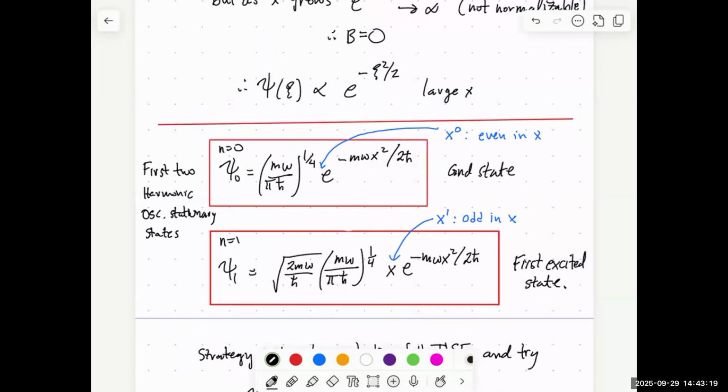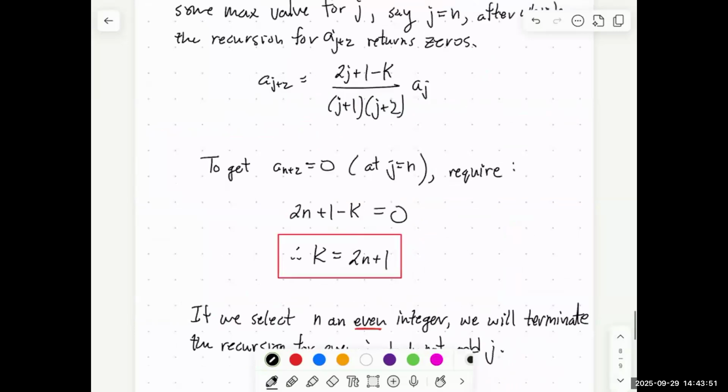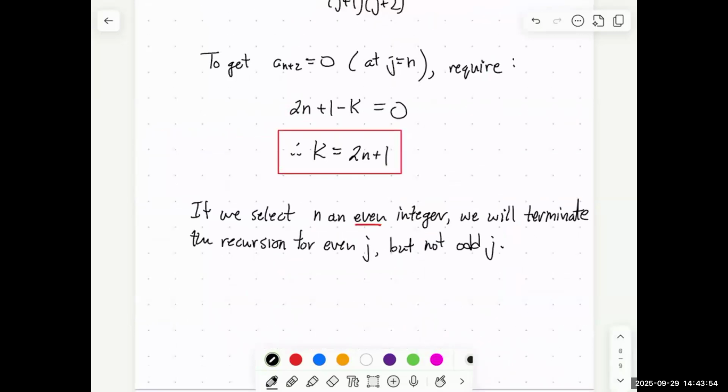And here's the first solution, and it's an even one. There's no odd powers of x. The only power of x here is x to the 0, which is even. And then for the next one, it goes odd. If I wrote down psi 2, it would have a constant plus x squared. If I wrote down psi 3, it would have x plus x cubed, and so on. And so it alternates between even and odd powers of x. We're getting the same sort of result here from our recursion relation, where we could have either only even powers of z or only odd powers of z.